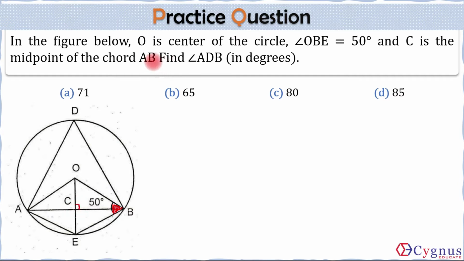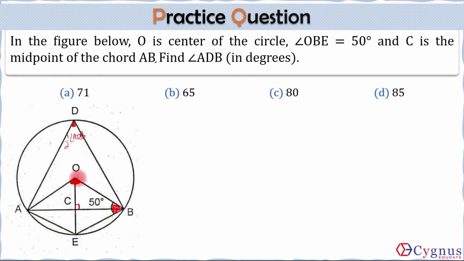And we have to figure out the angle ADB. ADB, we have to figure out this angle over here. Okay, fine. So let's try to figure out ADB. If we can calculate the angle AOB, then this angle will be half of angle AOB, right? The angle subtended by chord AB on the circumference will be half of the angle it subtends at the center. So now let's try to calculate angle AOB here.